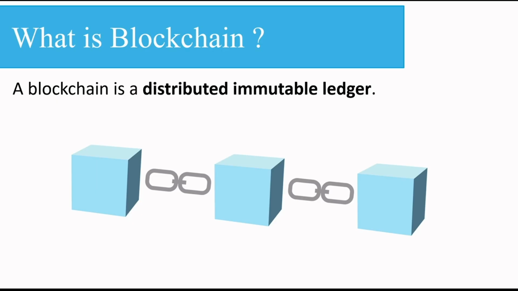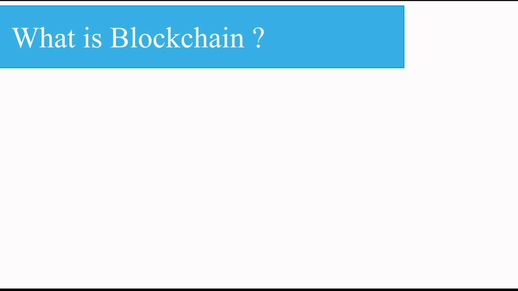And we are going to see the meaning of all these keywords one by one from right to left. First, we will understand what is the meaning of ledger, then what is the meaning of immutable, and then what is the meaning of distributed. So let's see what is the meaning of ledger. So what is a ledger? So you can think of ledger as a place where transactions are recorded.